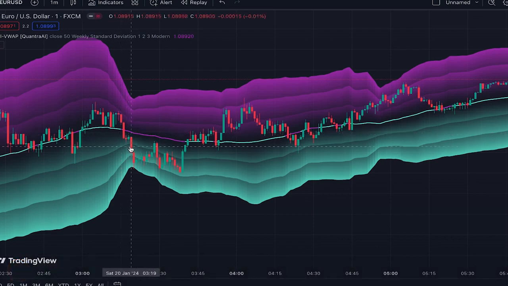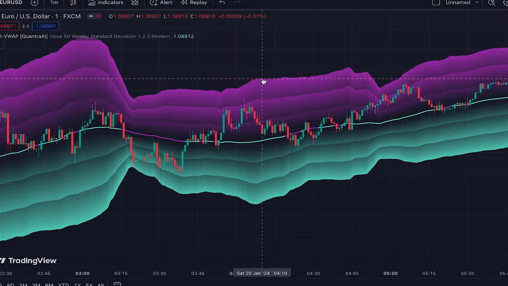But as I just explained, the further the price moves away from the VWAP line, the higher the probability of reversal. As I explained, these lines will act as support or resistance levels, and they don't allow the price to move further away from the VWAP line, especially the 2 standard deviation and 3 standard deviation bands.